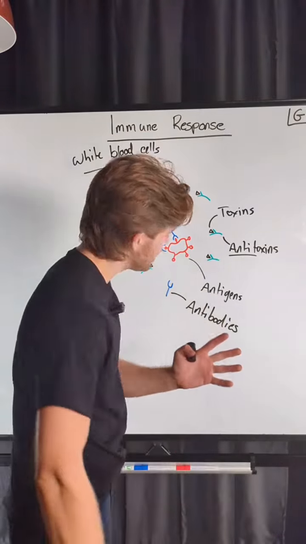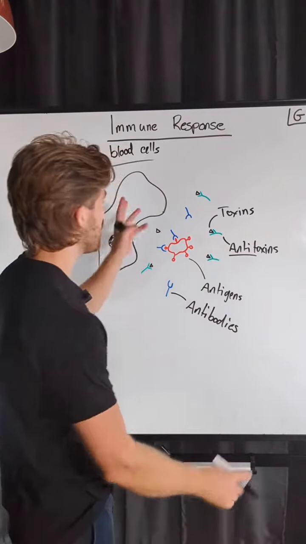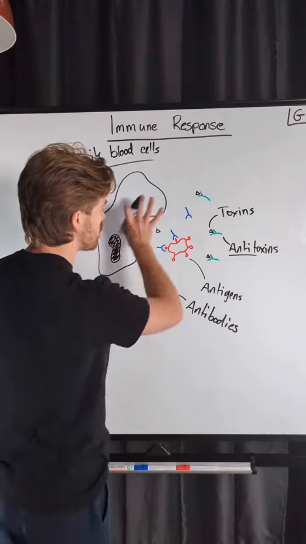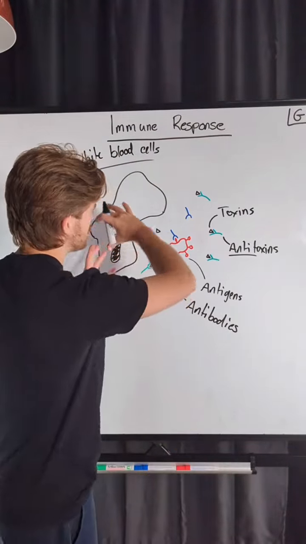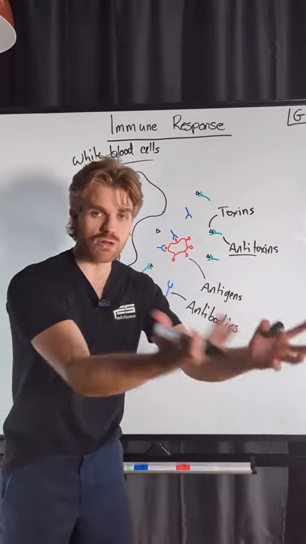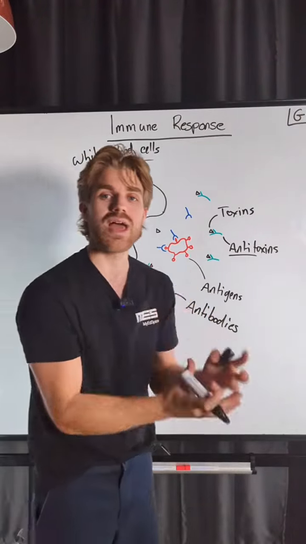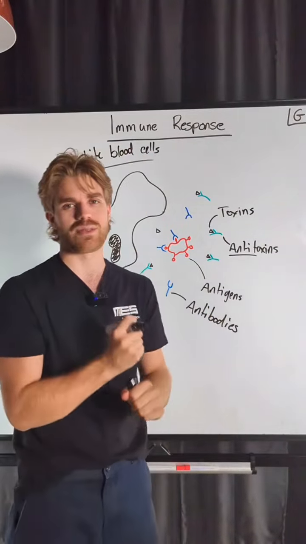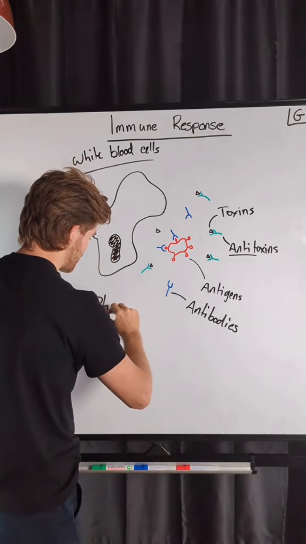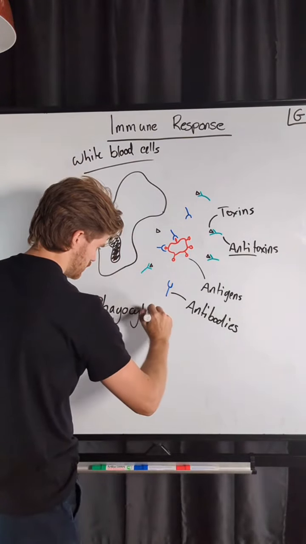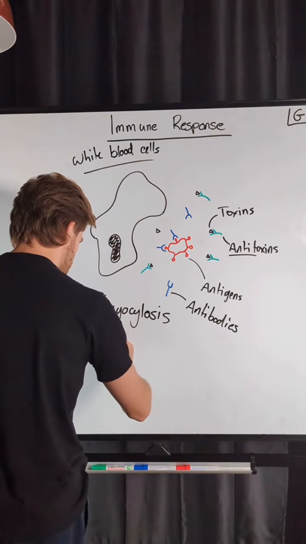And then finally, once that pathogen has been marked by those antibodies, the white blood cell is able to then engulf and destroy that pathogen. The white blood cell will surround the pathogen, it will engulf it, it will incorporate it into its cell, and it will then digest and break down the pathogen using enzymes. This process we call phagocytosis. This is when the pathogen is engulfed and destroyed.